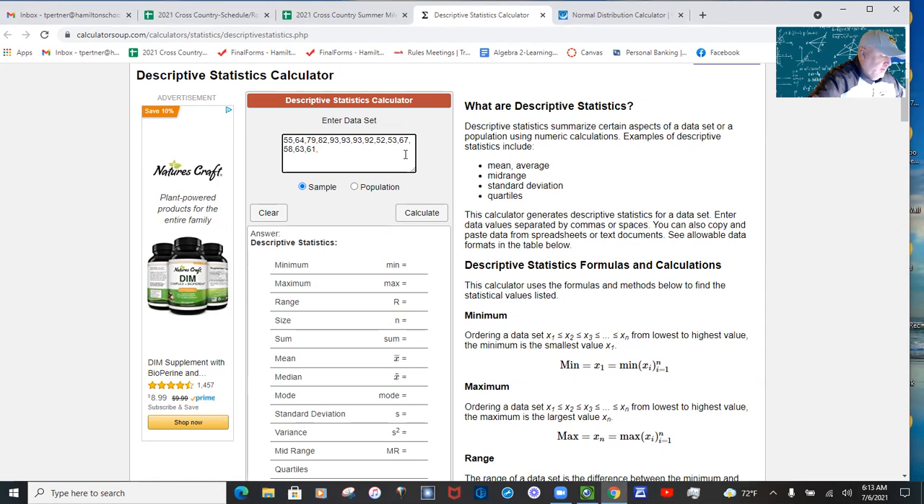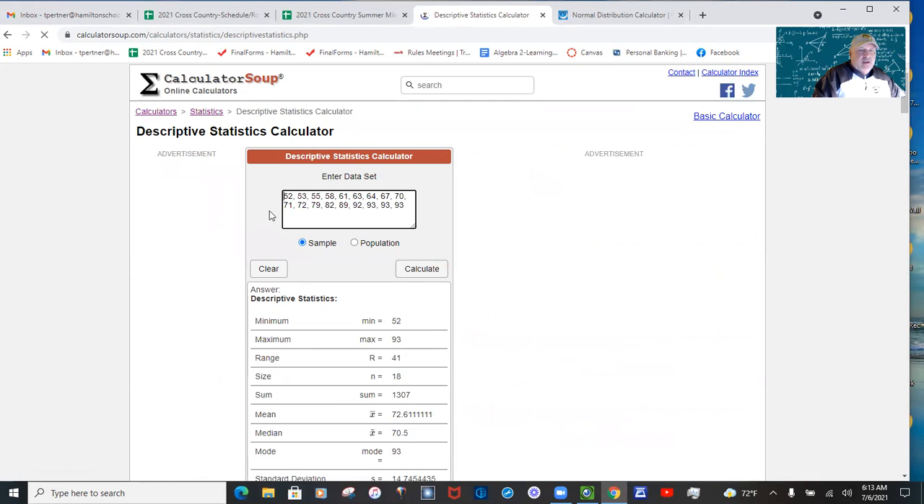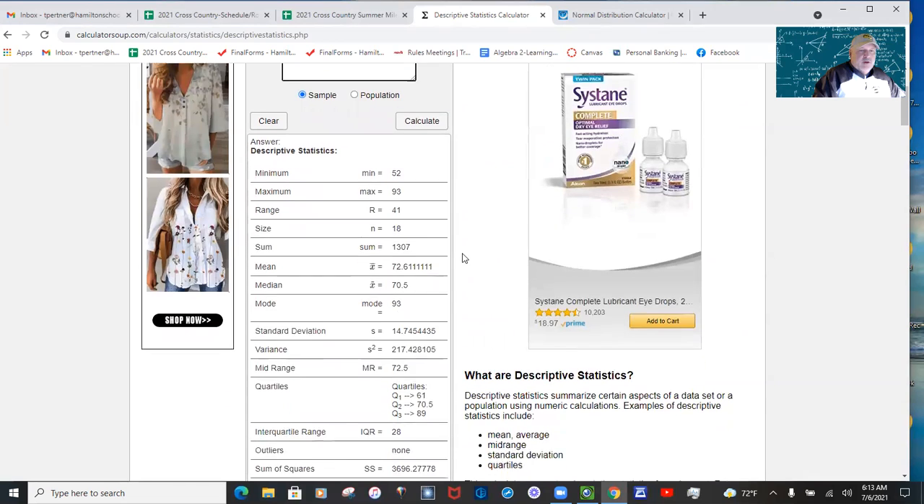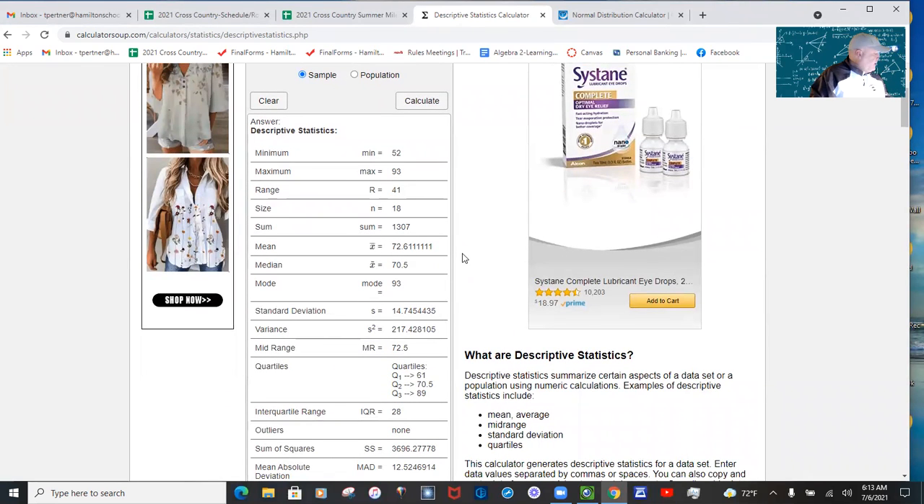61, 72, 70, 89, and 71. Then go back and double check everything. Make sure you have samples selected and then hit calculate. It's going to put them in order from least to greatest. Then you're ready to write down everything. You're not going to use the size or the sum. The size is the count. But everything else through standard deviation you will use.